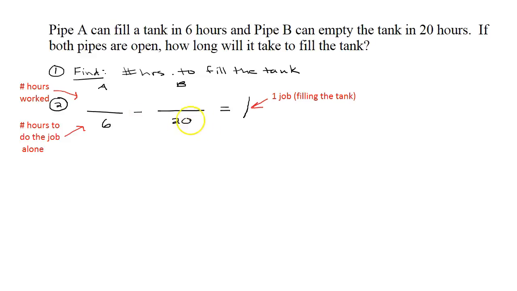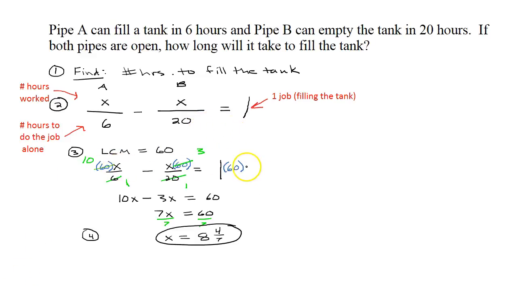We're subtracting that job. On the top, we're going to put the number of hours they work together. It says they're both open, and they're both open for the same amount of time, so I'm going to have the same variable on the top of both of these fractions. For my step 3, I need my LCM, and the smallest number that 6 and 20 will go into is 60. There's no restriction because there are no variables down here, so I can solve my equation.